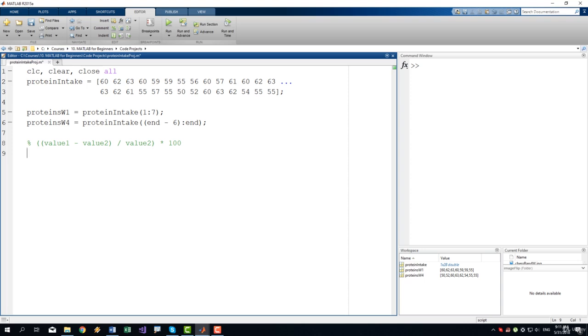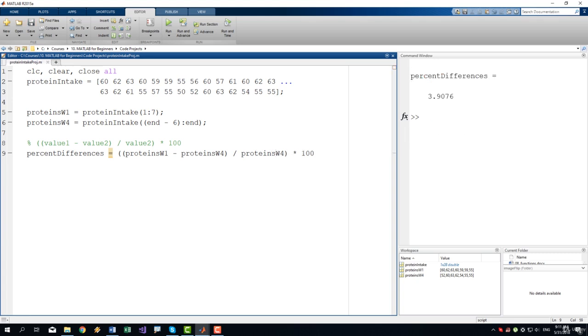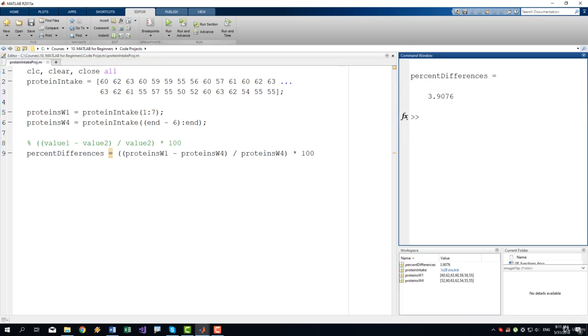Now let's apply this formula to our vectors. Percentage differences equals. Now our first value will be the week 1 protein intake. So we will get proteins week 1 minus proteins week 4. We're going to divide by proteins week 4 and we are going to multiply by 100. Let's see if this is going to work, and it's not. And it's not really working because we're getting only one single value.